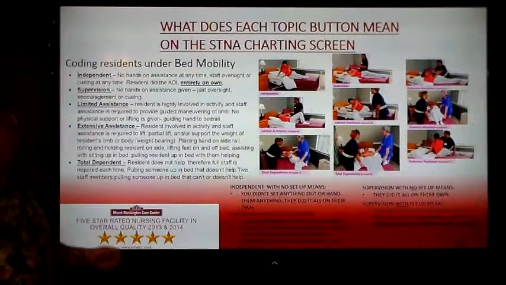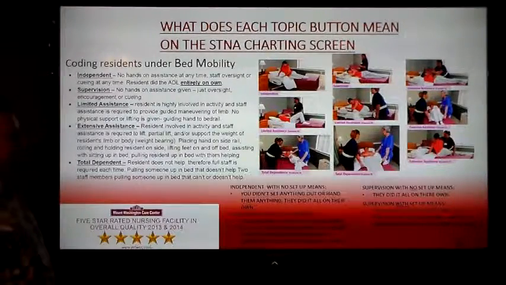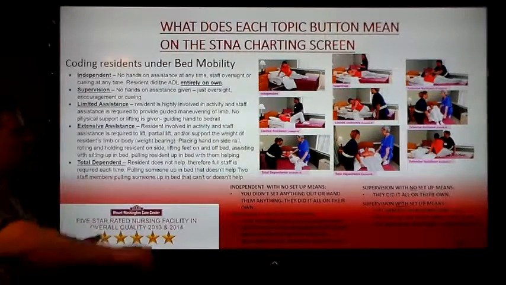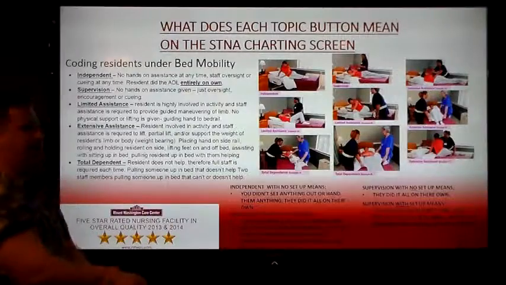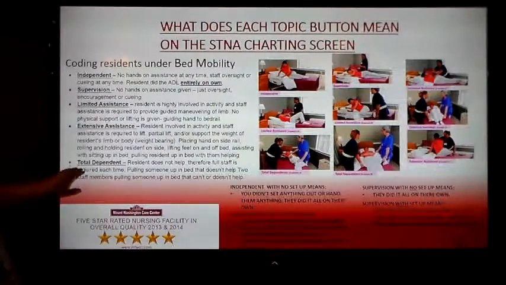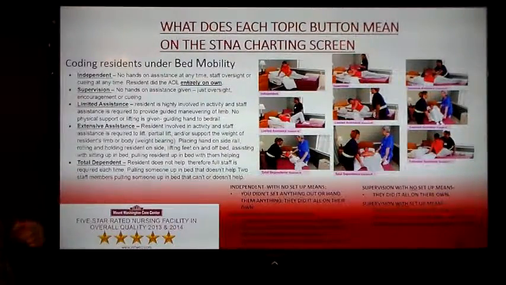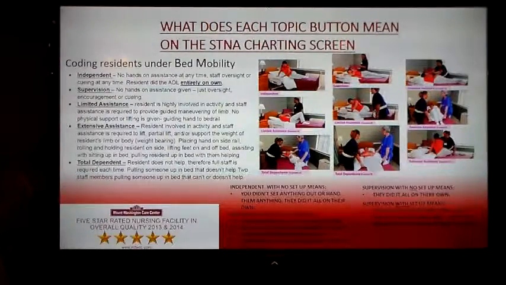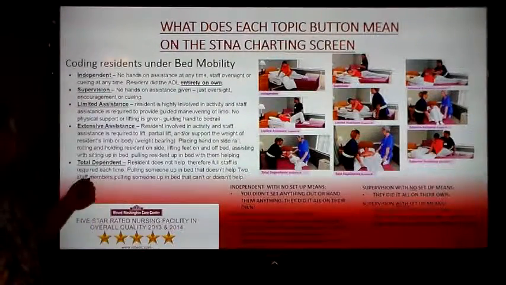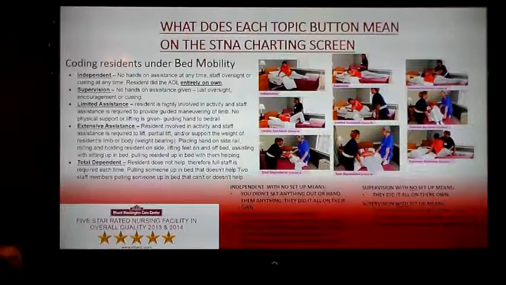So when you are actually providing extensive assistance, such as guiding their hand to the rail, well, placing their hand on the rail, your hand is on the bottom, you are actually lifting the arm and moving it to that rail. Total dependent. The resident does not help, therefore full staff is required each time. Someone pulling a resident up in bed that does not help and requires 2 staff members to pull would be total dependent.